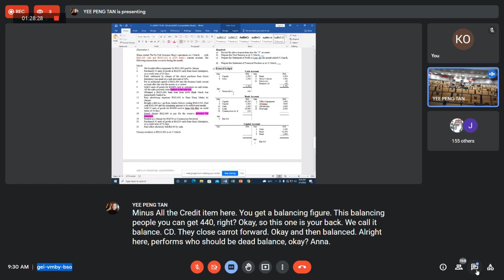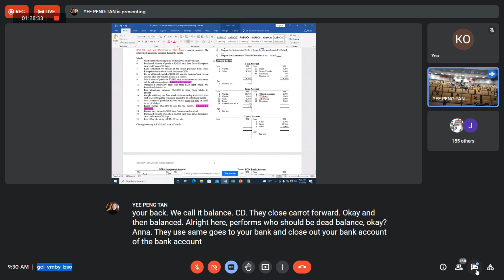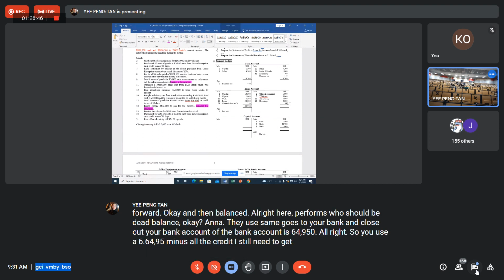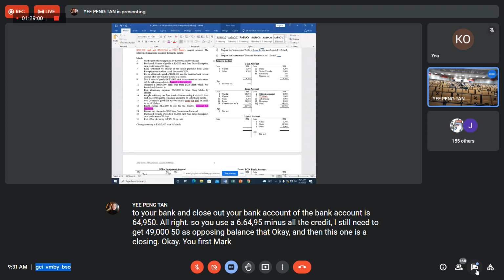Same goes for your bank, you close up your bank account. Total bank account is 64,950, all right? So you use the 64,950 minus all the credit items, you should get 49,950 as a closing balance, right? Okay, and then this one is a closing. You have to put 31st March balance, write it down, and brought forward.